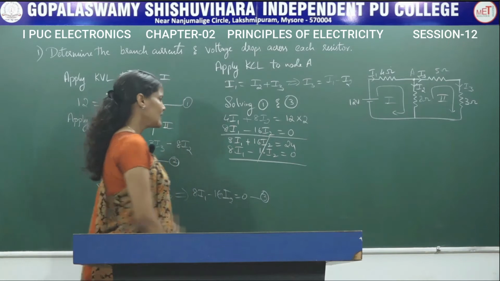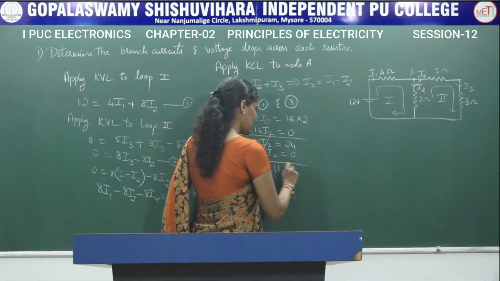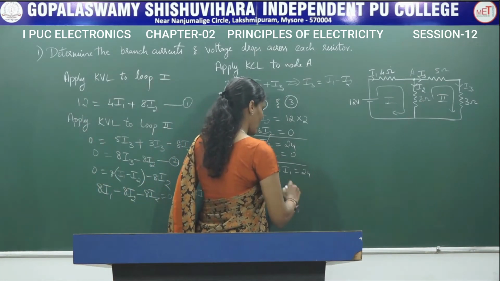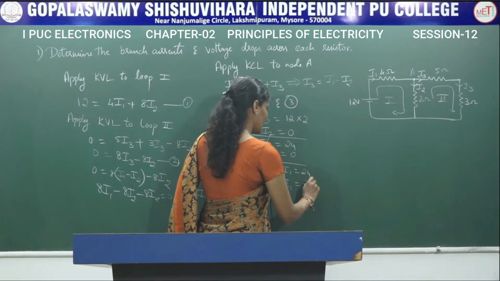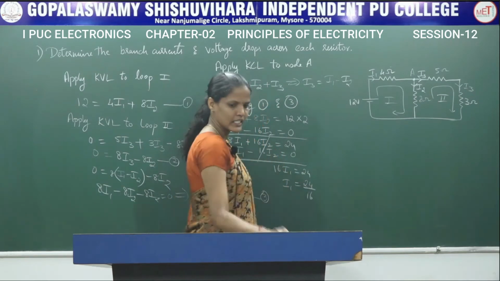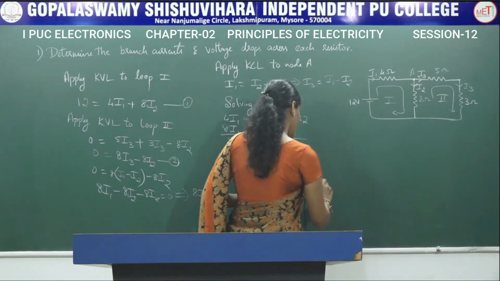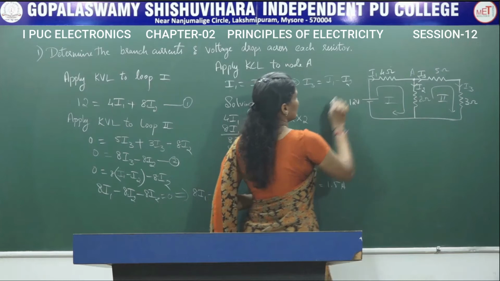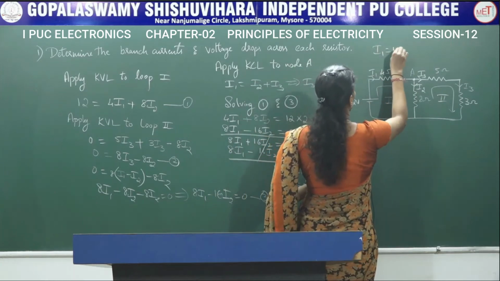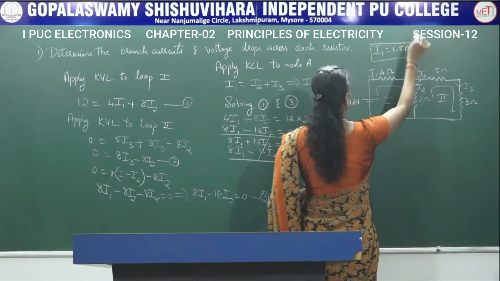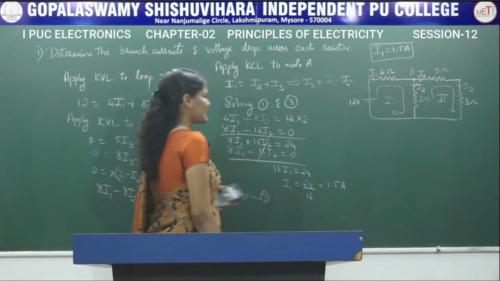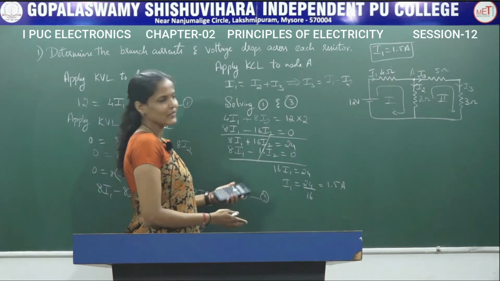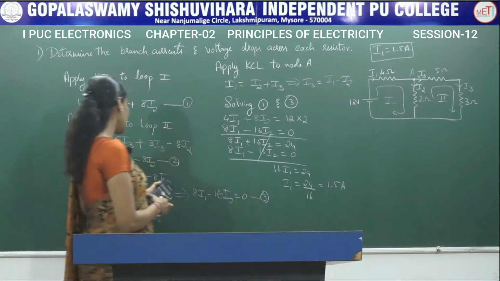This gets cancelled. So, I will be left with 16 I1 is equal to 24, or I1 is equal to 24 divided by 16, which gives me 1.5 amps. So, I1 is 1.5 amps. You can use this value, that is I1 equals 1.5 amps, in any of the equations.